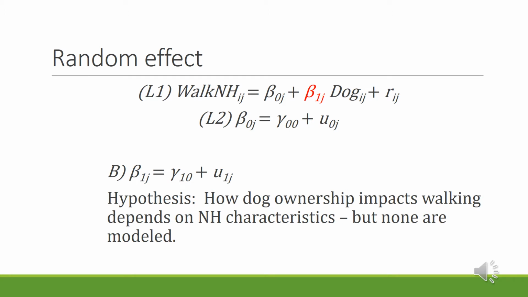Now in this model, instead of a fixed effect, we're modeling a random effect. So our level 2 equation is now gamma 10 plus u1j. The hypothesis that matches that model is that how dog ownership impacts walking depends on neighborhood characteristics. And we have it non-modeled here, but that doesn't mean that we're not saying there could be something going on. We're going to look at models where we can add a predictor, but we don't have to. But the idea is that there are neighborhood characteristics that we assume could impact the relationship of dog ownership on walking.